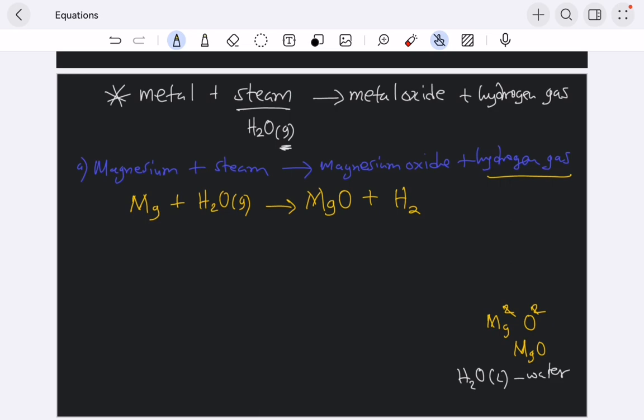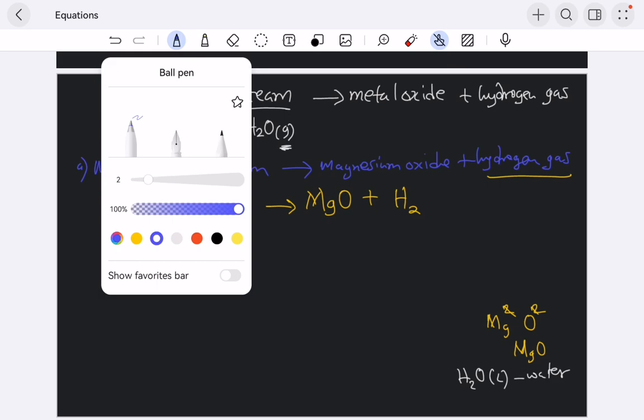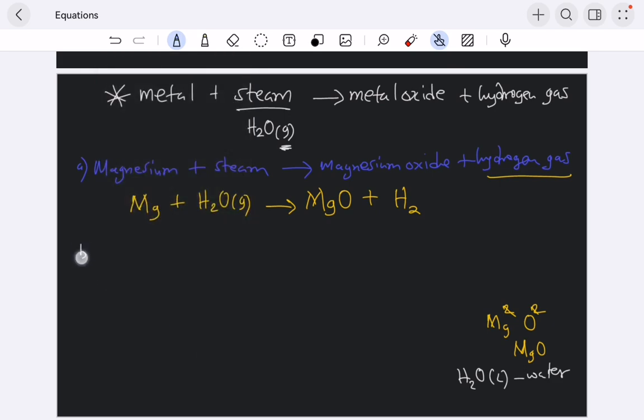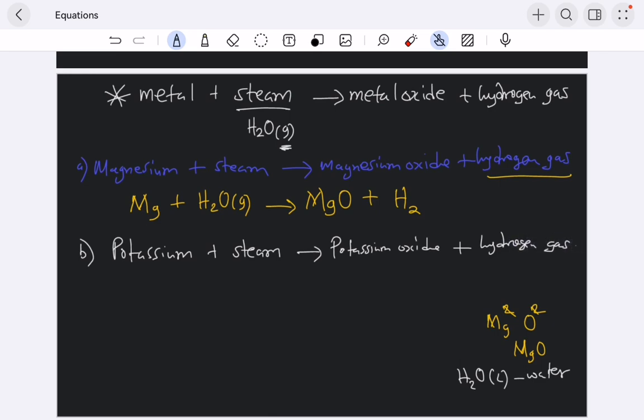Let's look at another example now using potassium. Potassium plus steam. This will produce a metal oxide, which will be called potassium oxide, plus hydrogen gas. You can pause the video and try to work it out.